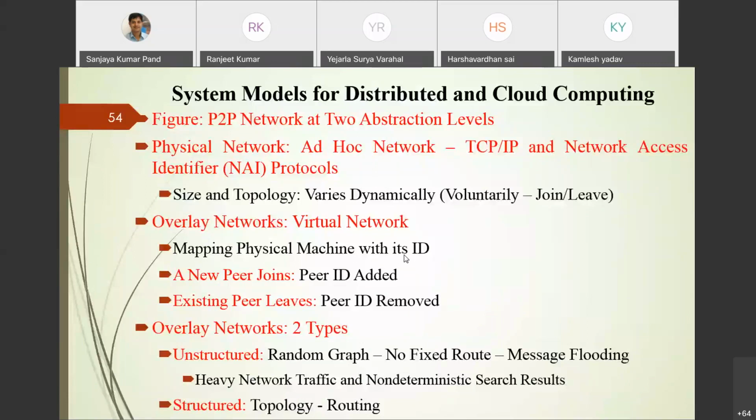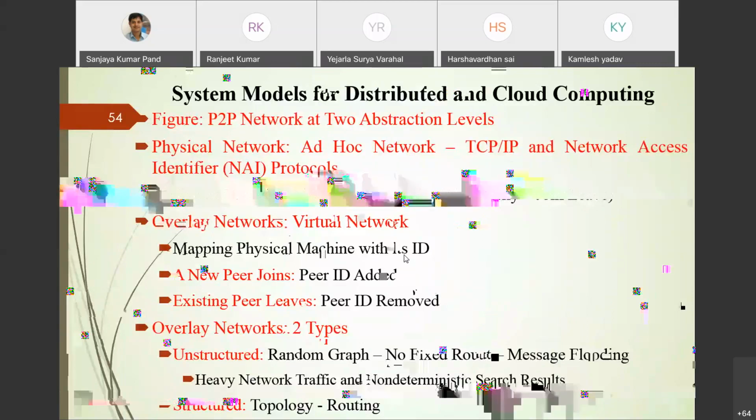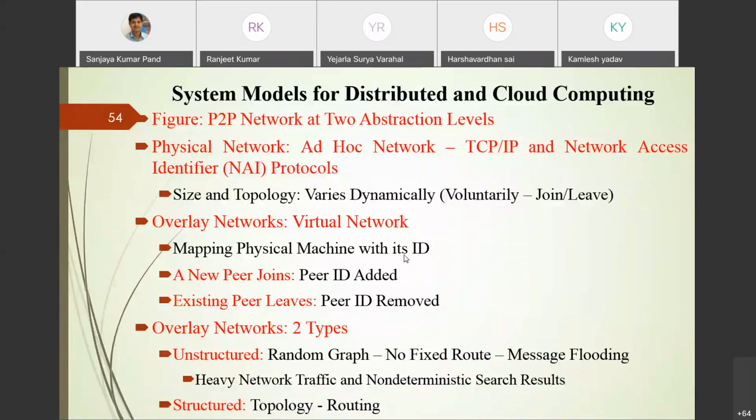They are providing voluntary resources; they are not paid for any work. You can be contributing your system to the SETI@home project, right? When a new peer joins, a peer ID is added. When a peer leaves, the peer ID is removed. So what we are doing is mapping the physical machine with your ID, so that we are updating how many computer systems are active at the same time.